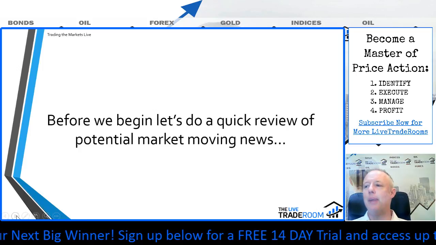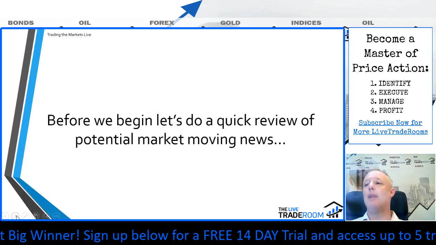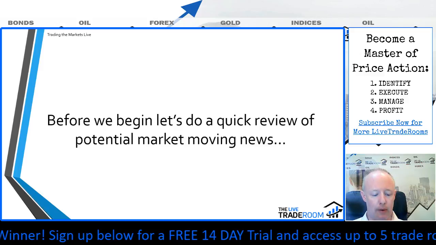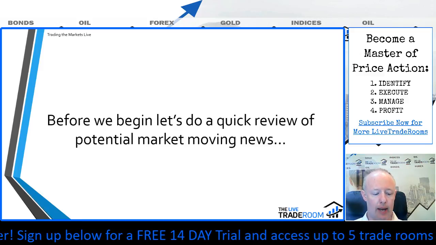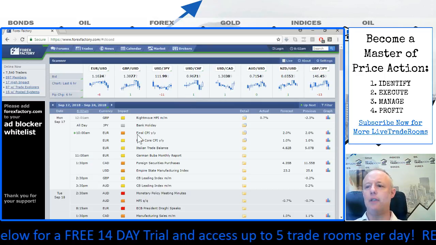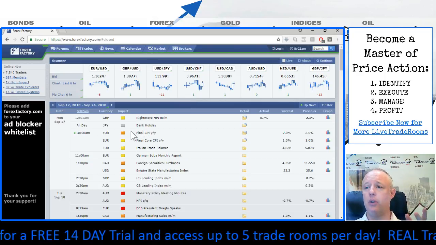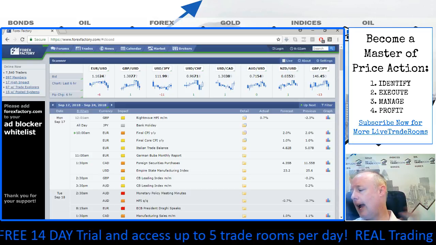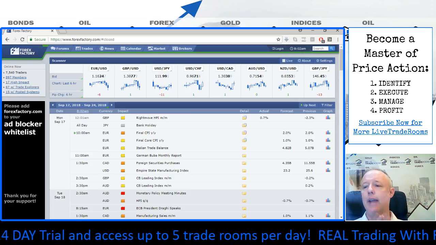Okay, so before we get into the charts, let's do a quick review of potential market moving news. For this, we shall get up Forex Factory. And straight away, we can draw attention to the fact that it's a bank holiday in the UK.